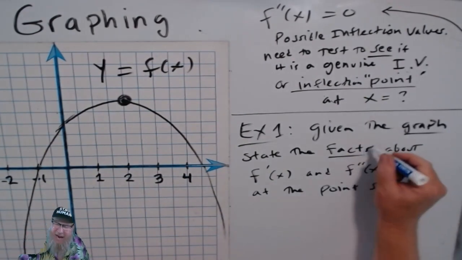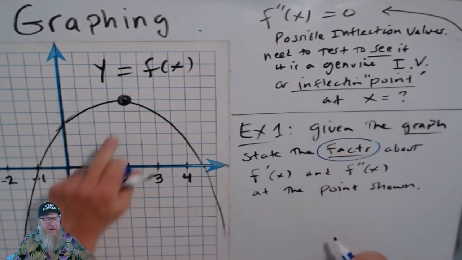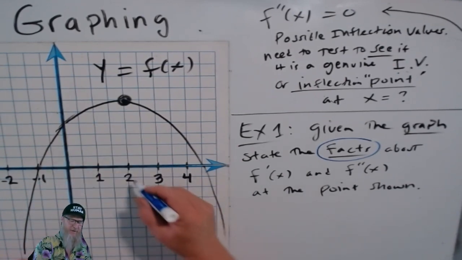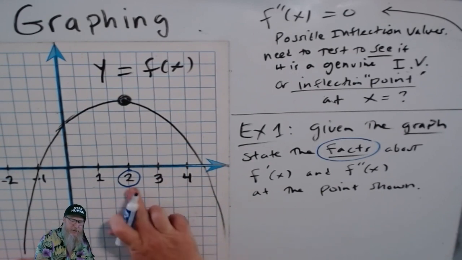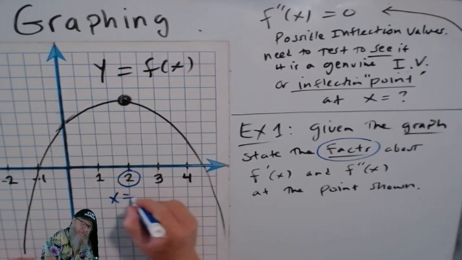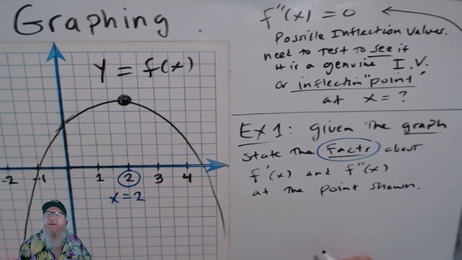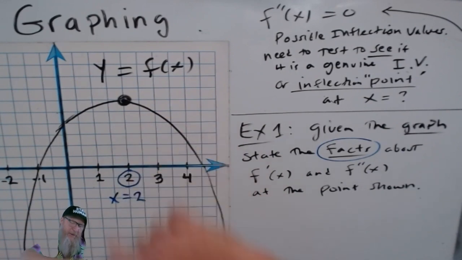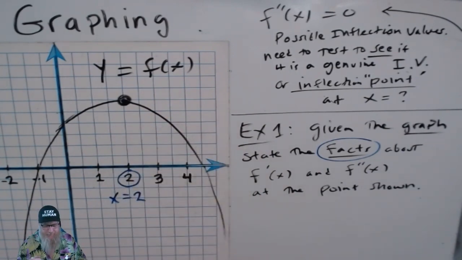So what are some facts? What do we know about f of x at this point, or at this specified value? So x is equal to 2 at this value. I'm not really caring about y, right? I'm saying it's this point, but all I really care about right now is the x value. It's a function of x.